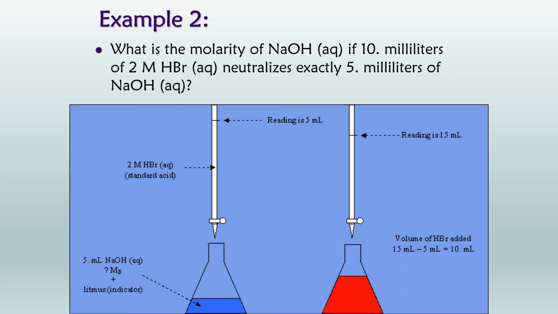So now, here are all of our numbers. We have the volume of our base, which is 5 milliliters. We have the molarity of our acid, which is 2 molar. And we also know the volume of the acid that we used to titrate this. 15 minus 5, that gives us 10 milliliters.